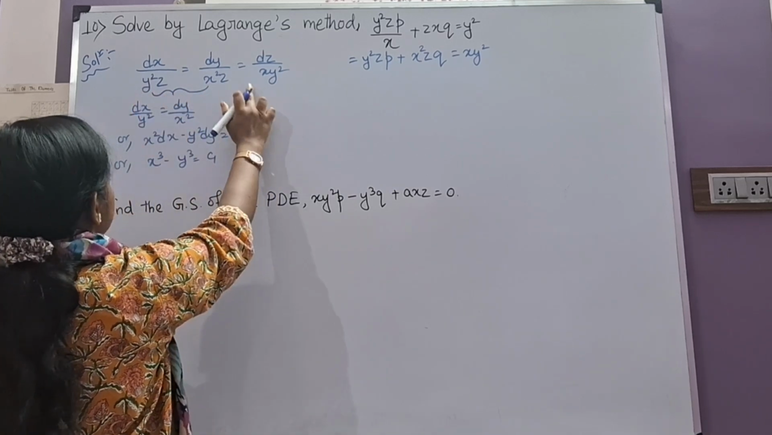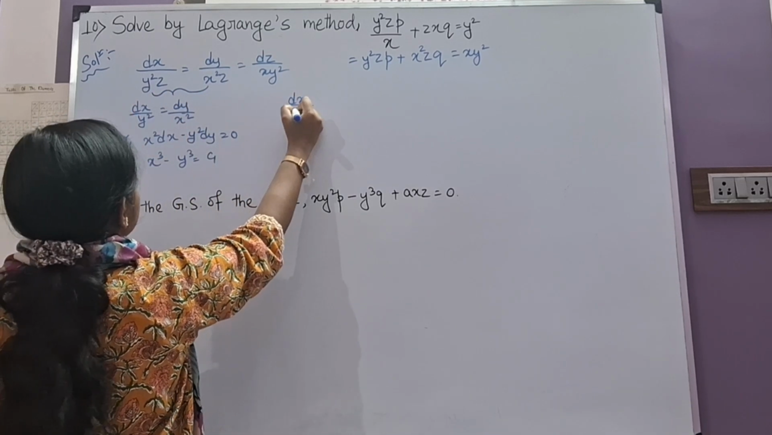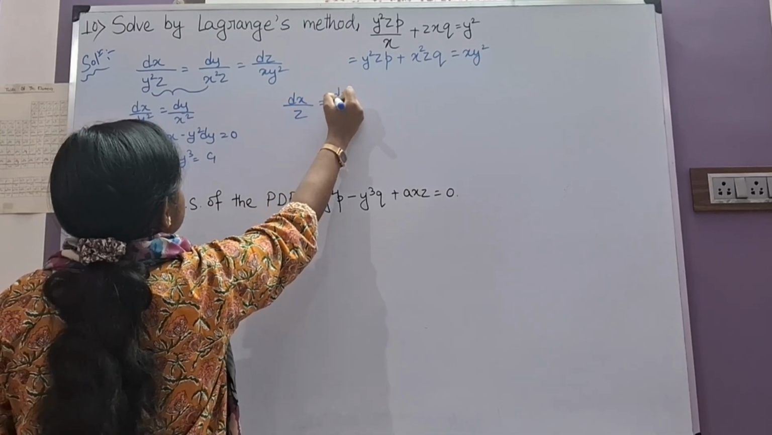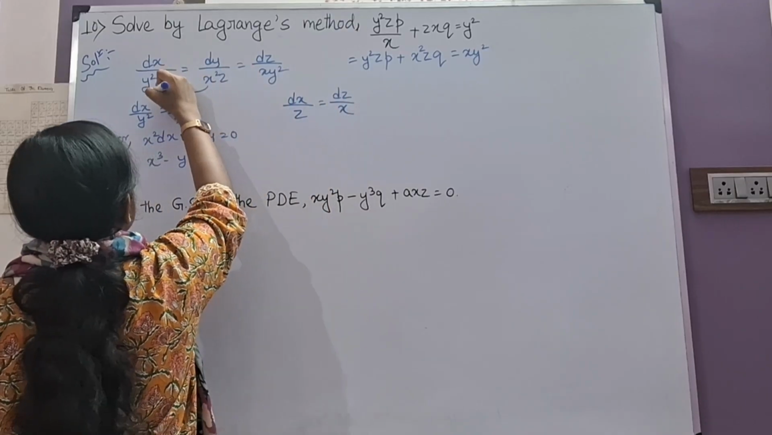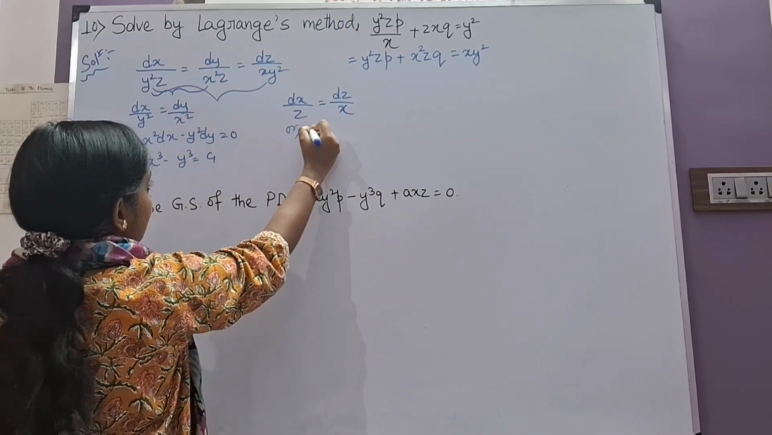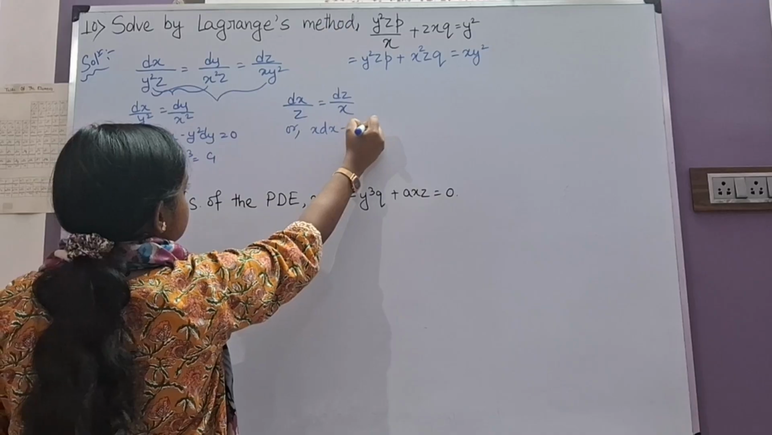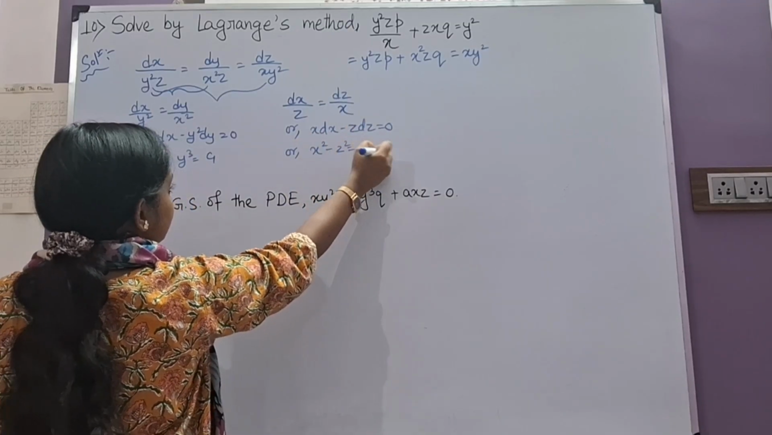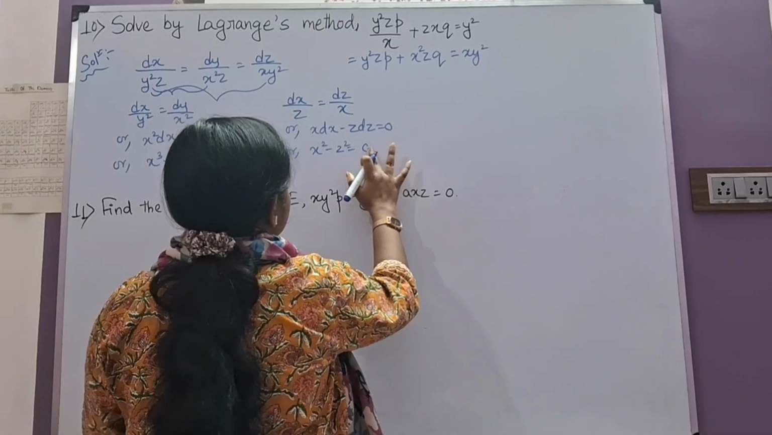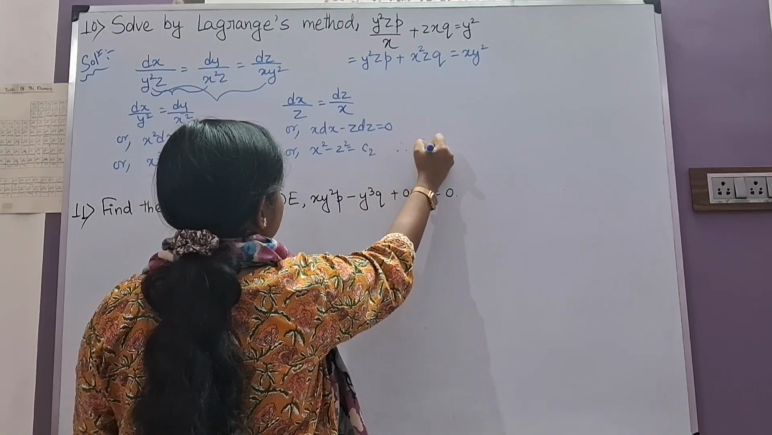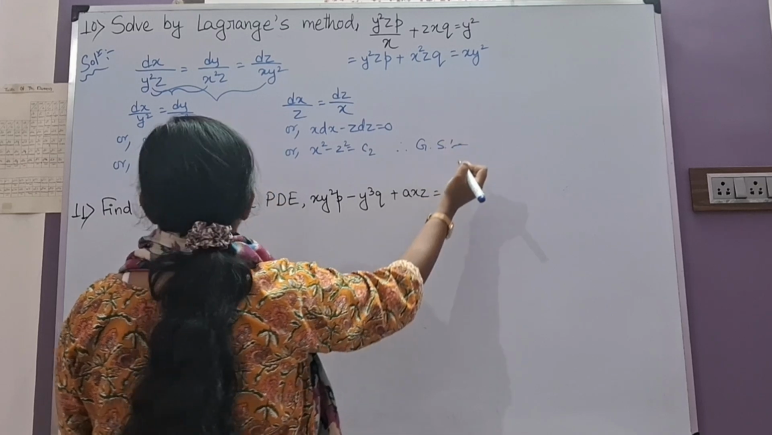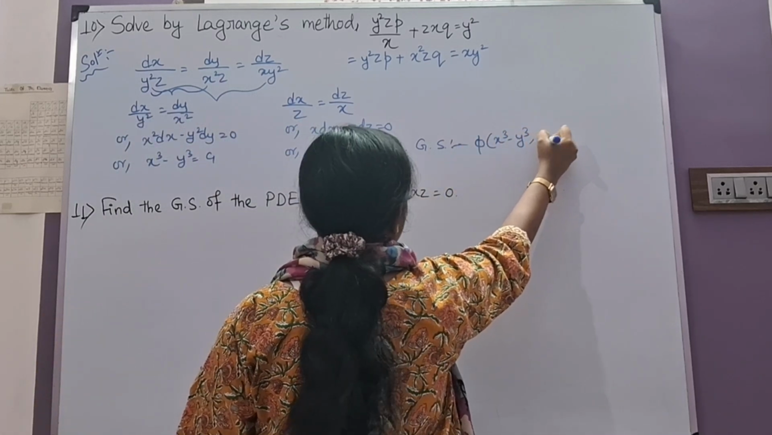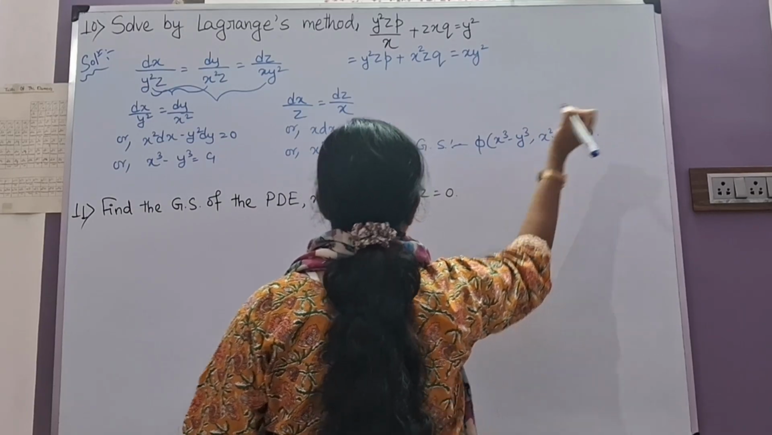And from the first and third ratio, what we get? dx by z equal to dz by x, or x dx minus z dz equal to 0, or x square minus z square equal to c2. So what will be the general equation or general solution? It will be phi of x cube minus y cube comma x square minus z square equal to 0.